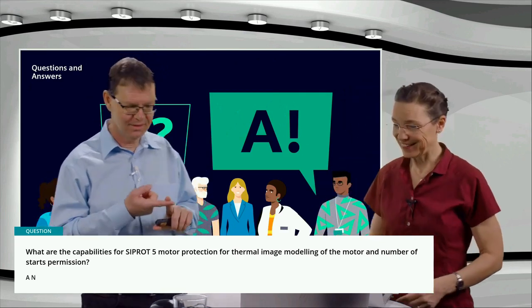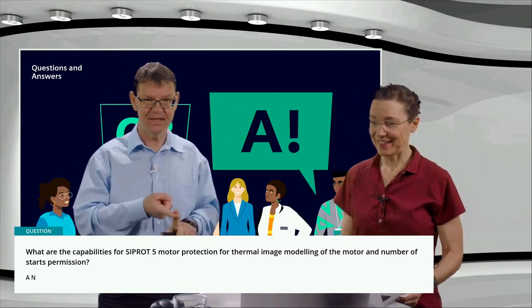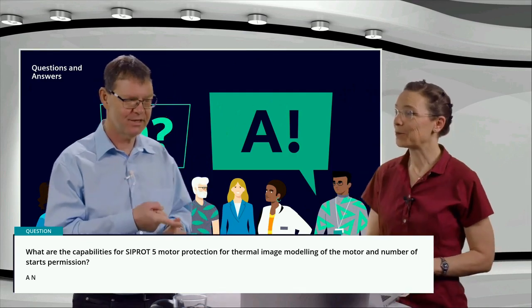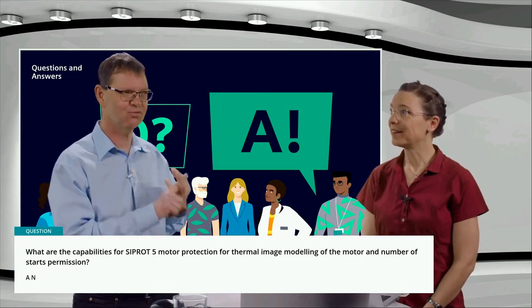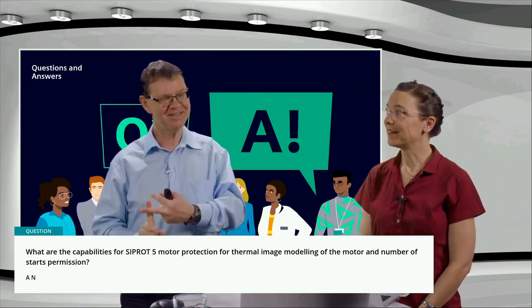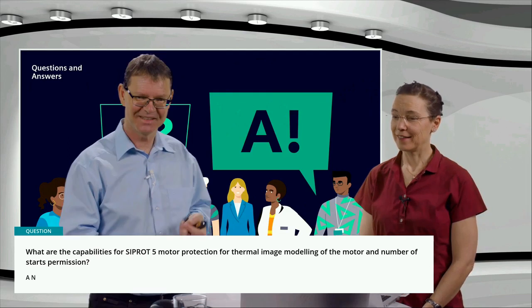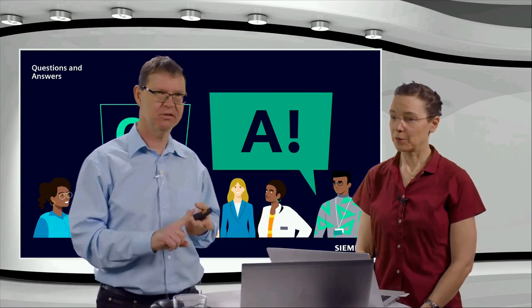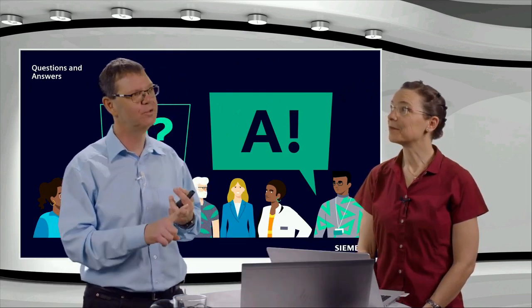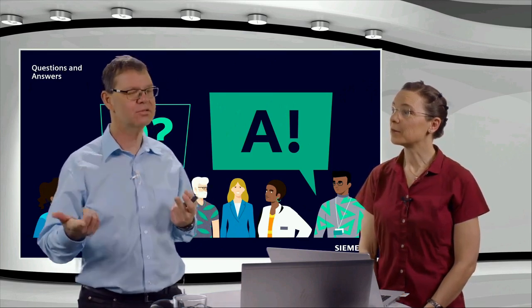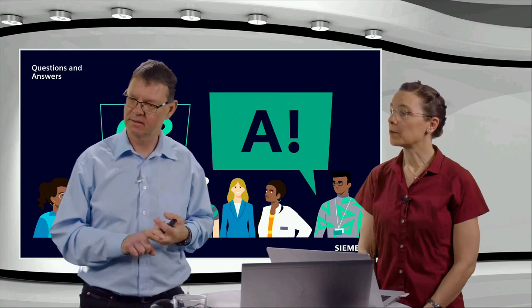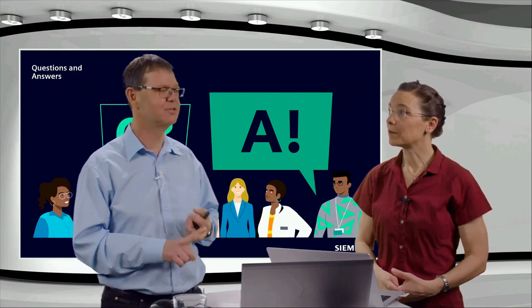Okay, so first, as I already mentioned, we have a dedicated function for the stator, the one I was talking about now. We have a similar function for the rotor. This comes in the second session. There we have basically two or three different functions for the rotor. One is a startup supervision. That means this is against too long starts. We have, now what is that called? The function 66.